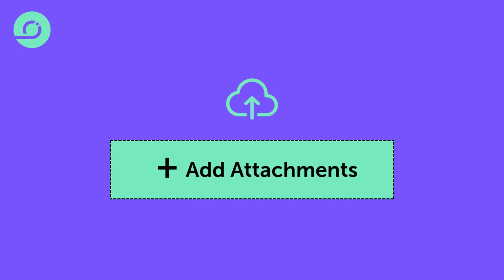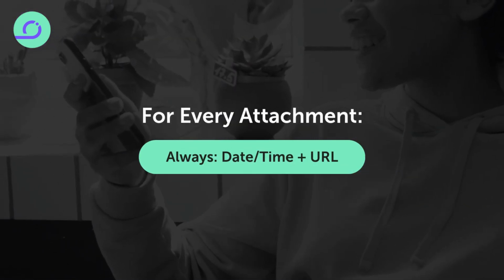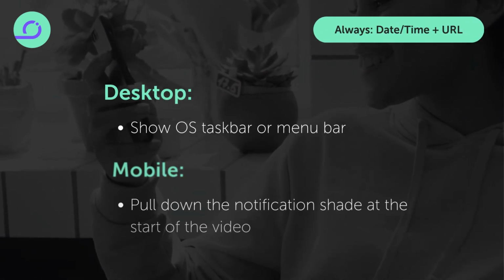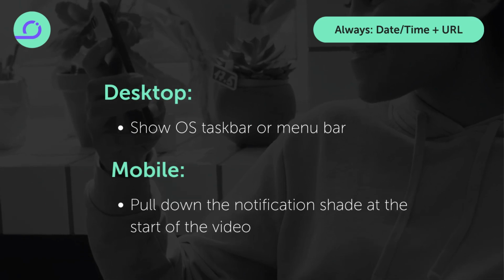Your attachments are the proof of your bug. Here's how to get them right. For every attachment, show current date and time. Desktop, include your OS taskbar or menu bar. Mobile, pull down the notification shade at the start of the video.